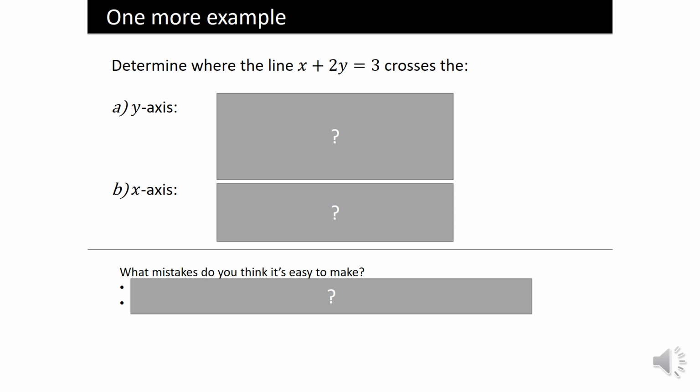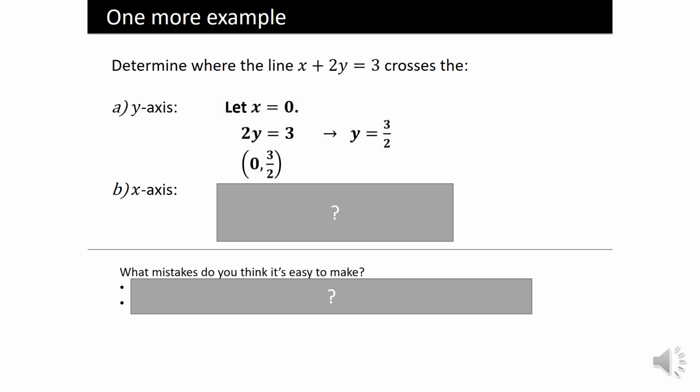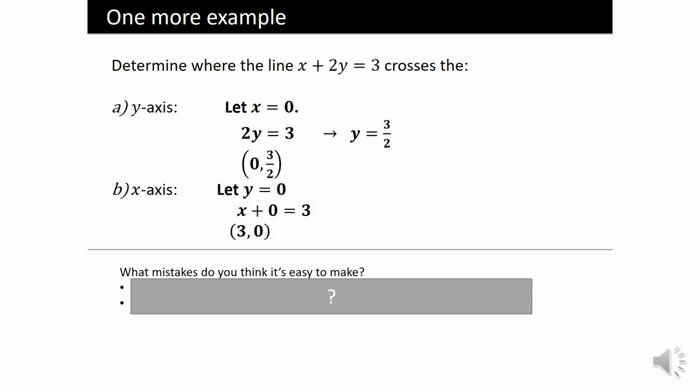Okay. So this is just an extra example, and the equation is in a slightly different format. To work out where it crosses the y-axis, that's the point where x is 0. So we set x equal to 0. We get 2y equals 3. Then we rearrange to work out what y is, and we get 3 over 2. For the x-axis, we set y equal to 0, and work through that to work out that the x value is 3.